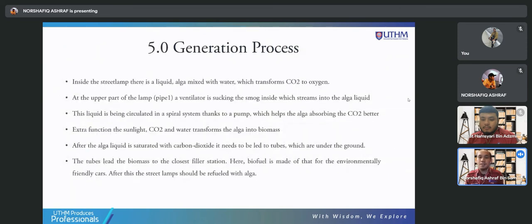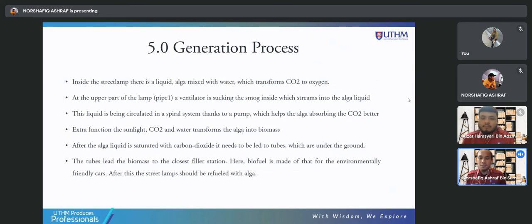So the next is the generation process. Inside the street lamp, there is a liquid alga mixed with water, which transforms CO2, carbon dioxide, to oxygen. At the upper part of the lamp, pipe 1 acts as a ventilator, sucking the smoke inside, which streams into the alga liquid. This liquid is circulated in a spiral system thanks to a pump, which helps the alga absorb the CO2 better. With the function of sunlight, CO2, and water, the alga transforms into biomass.